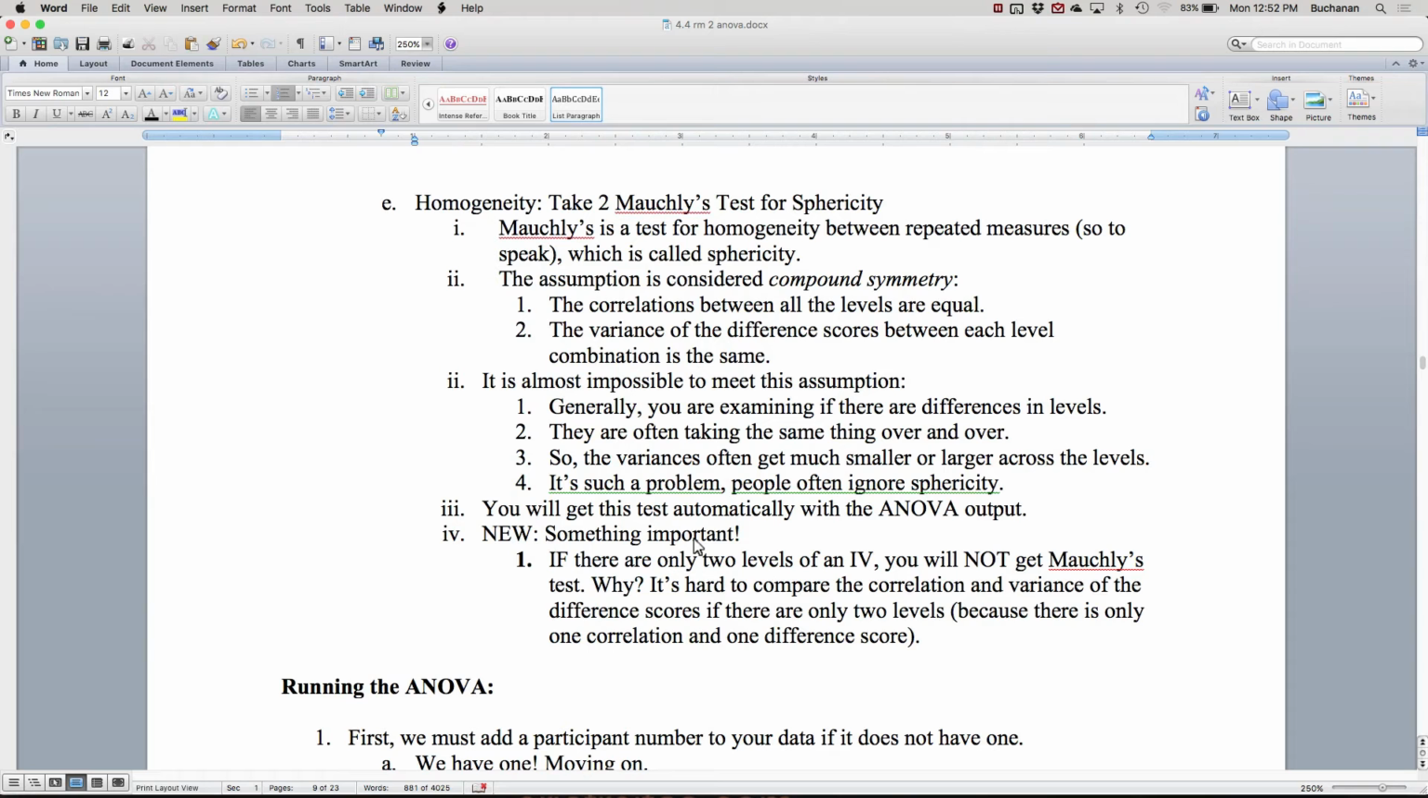So I forgot to say that last time. But if you're running a one-way repeated measures and you only have 2 levels, you're doing dependency and then, whatever. But this is where people are like, what did I do wrong? I didn't get Mauchly's. I'm like, nothing. It's a 2 by 2. So there's nothing to compare to.